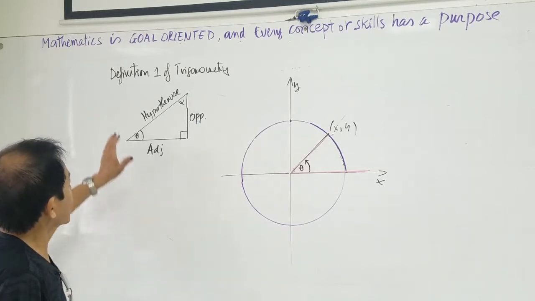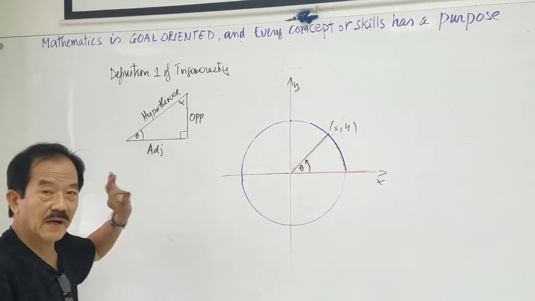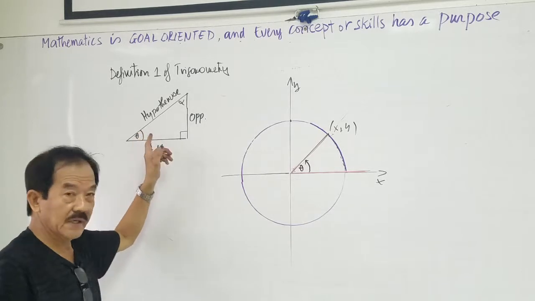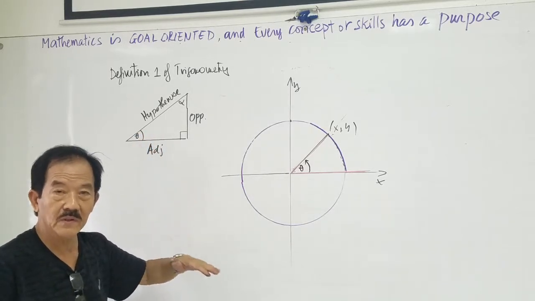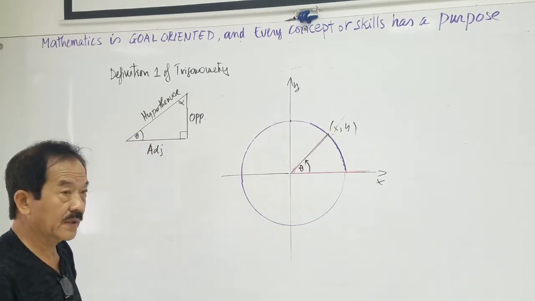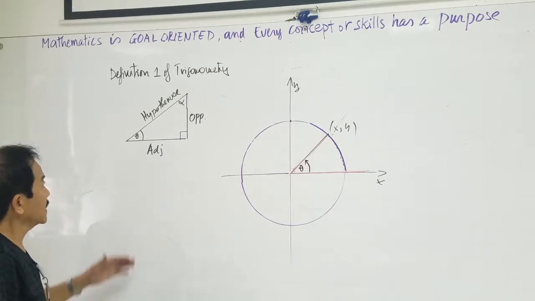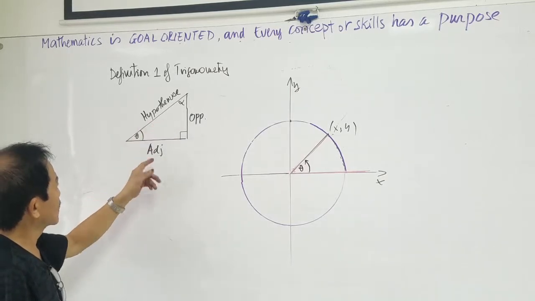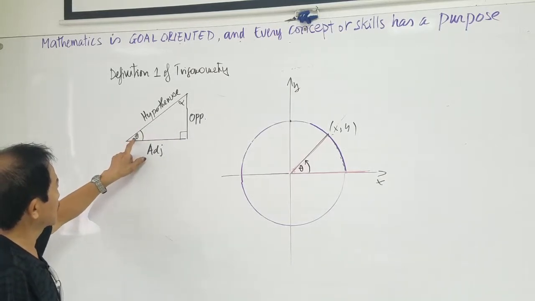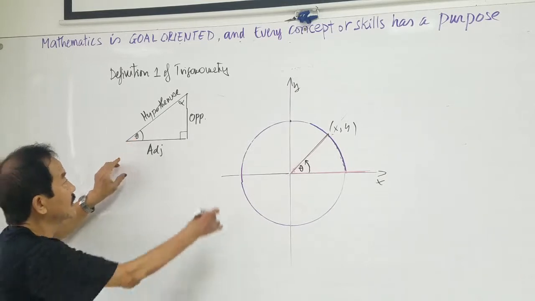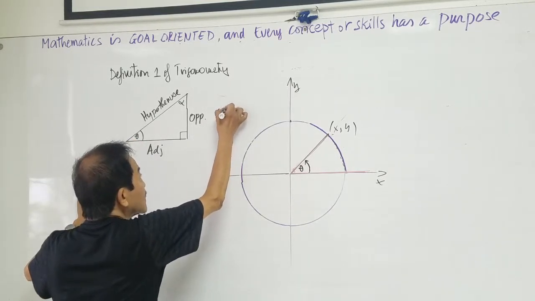Okay, so now definition one about the angle in the right triangle. That means this angle has to be between 0 degrees and 90 degrees. We call it an acute angle. So here in the triangle, I put the angle theta here. Okay, so this one we talk about theta only.